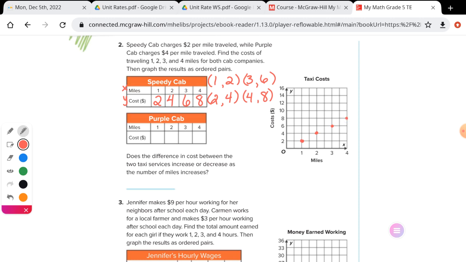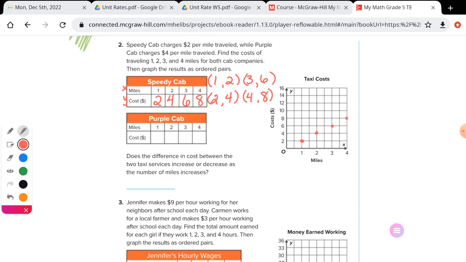Now, we're almost done with that one. We did the table, we did the ordered pairs, we did the graph, but we need the whole world to know that our pencil means speedy cab. So you have different options. In the book, it kind of prints it next to it. Can we write nice and neat and tiny? Not all of us, okay?